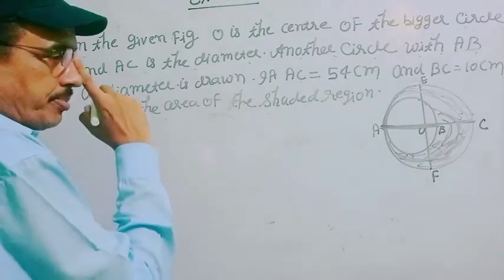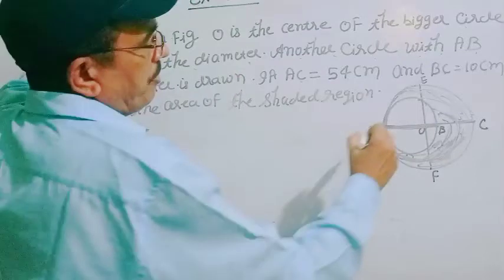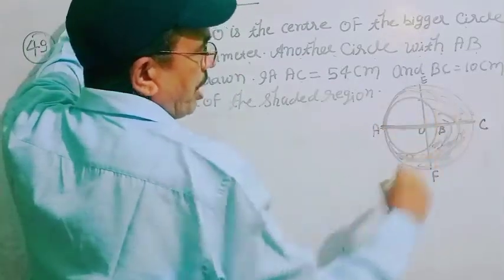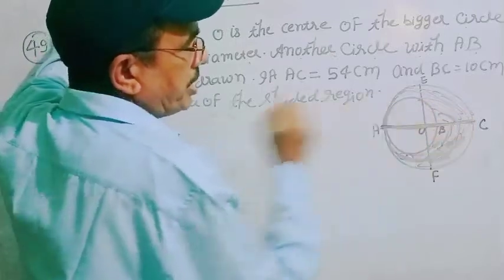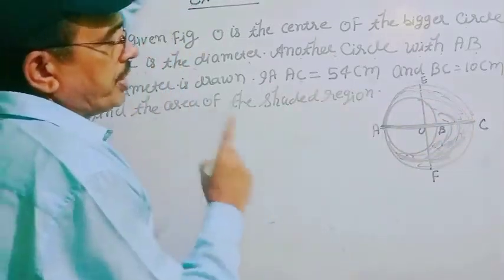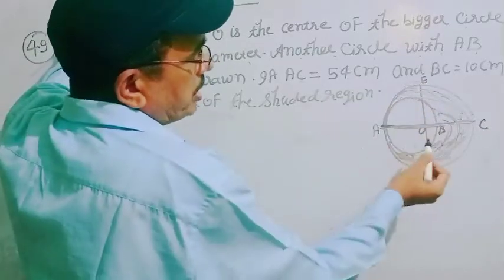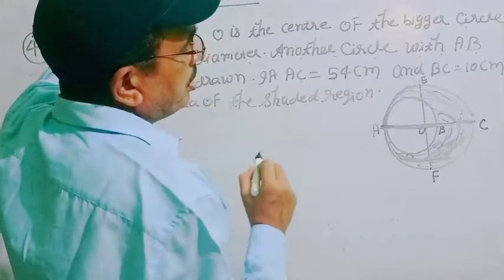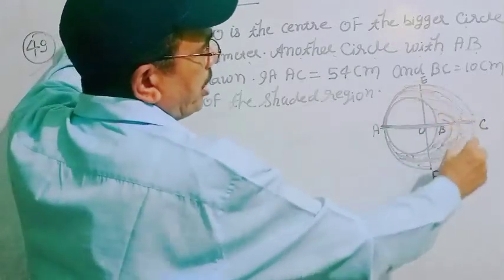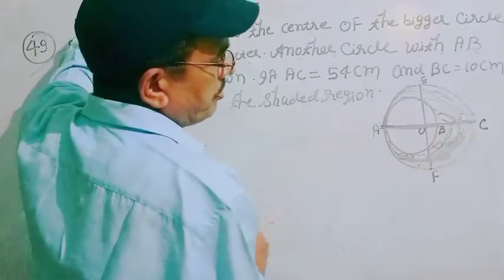Dear student, in this figure the shaded region is here. You have two circles: the first whose diameter is AC, another whose diameter is AB. You have to find the area of the shaded region. That means first we find the area of the big circle and then the area of the small circle and subtract it, then you get the area of the shaded region. Then how to find the area of the big circle? It is only possible when you find the radius of the big circle.